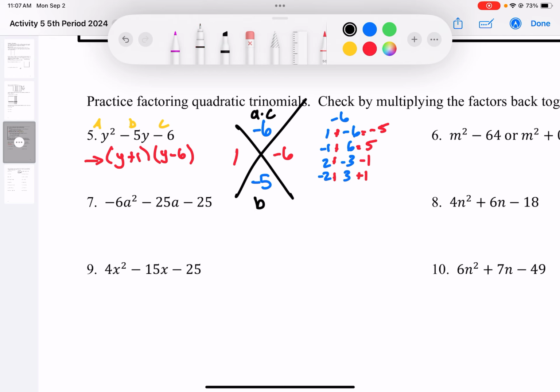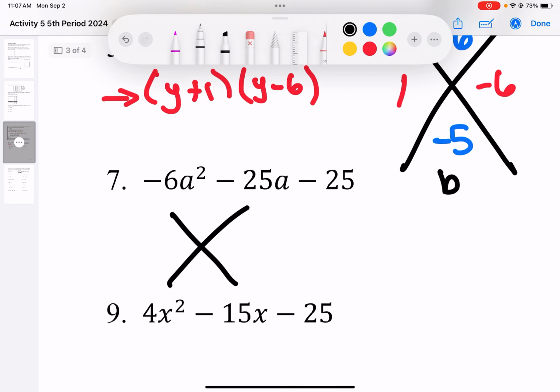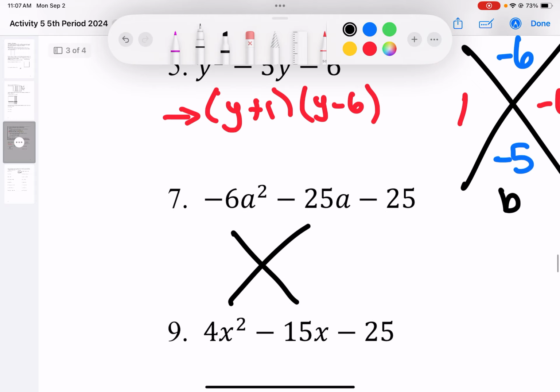Let's do an example here. First things first, if you have a negative a value, I would always just make it positive. What we can do here is factor that out. So if we factor this, we can put that negative on the outside, and that changes all of our signs.